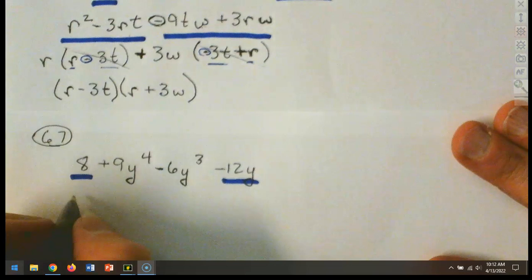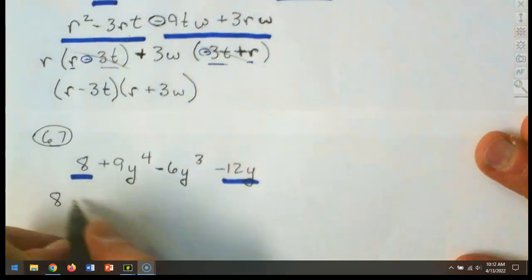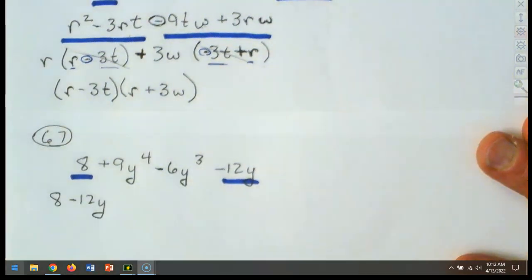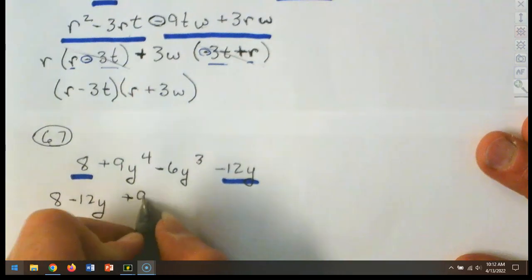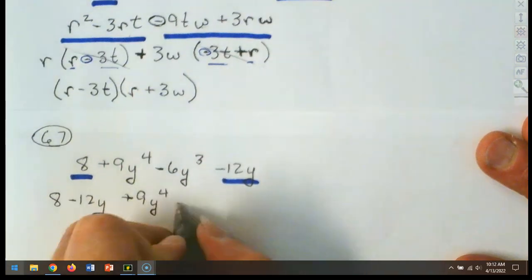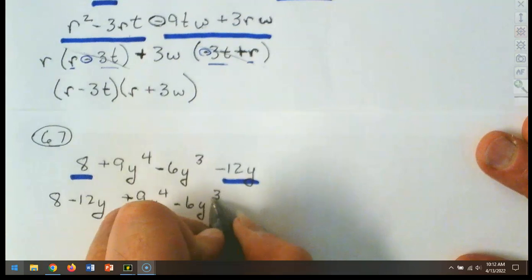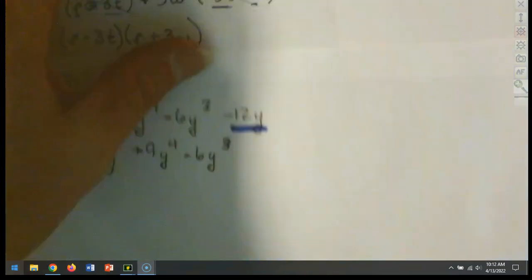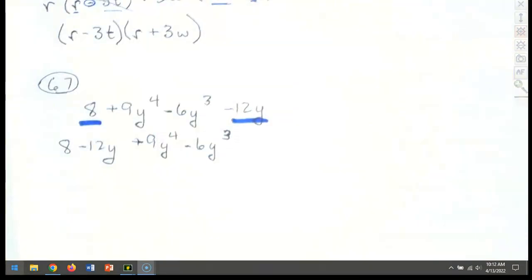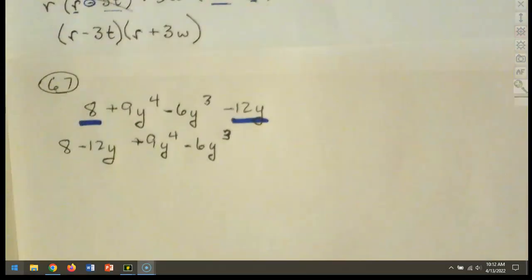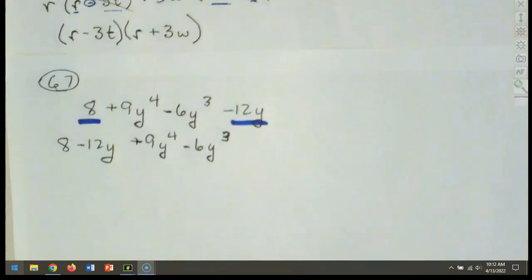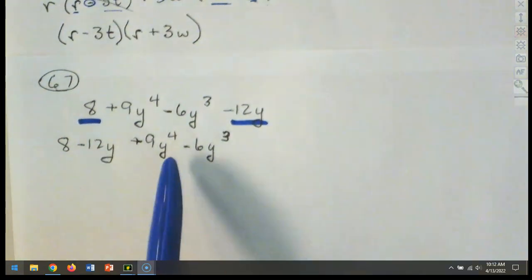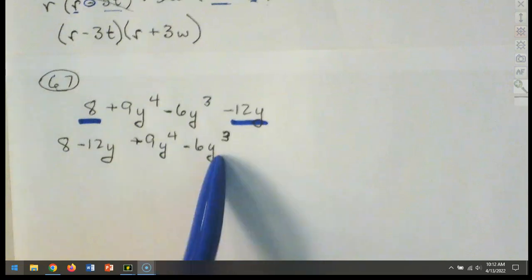Okay, so let's go ahead and do that. And let's make that as an 8 minus 12y. And then we've got a 9y to the fourth and a minus 6y cubed. Okay, so now we've rewritten it. And why did I pick this order? Well, something will go together, right? Because 8 and 12, well, they have a 4 in common. 9 and 6 have a 3 in common and also a y.